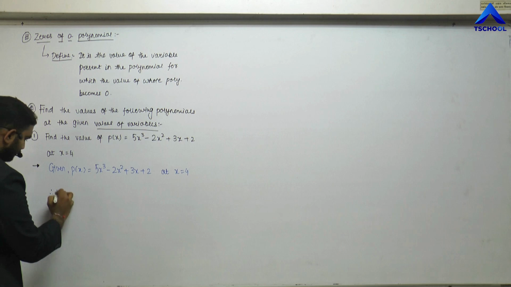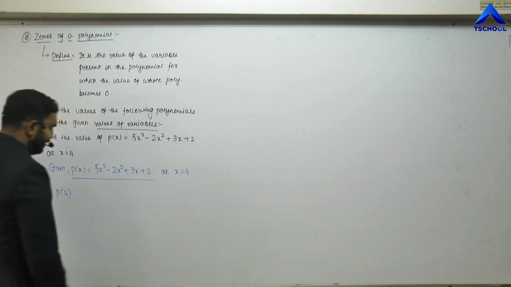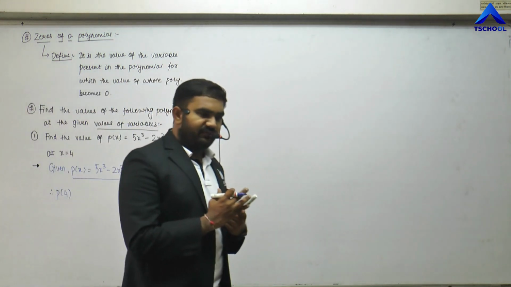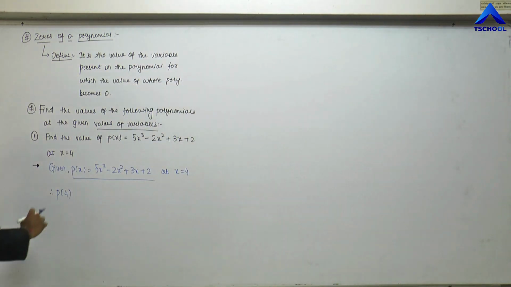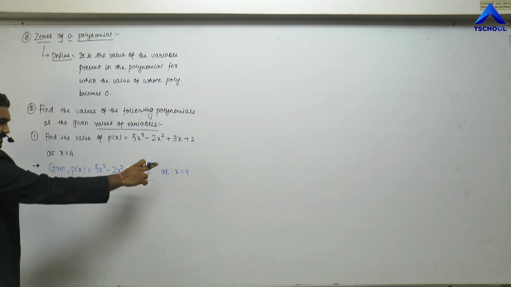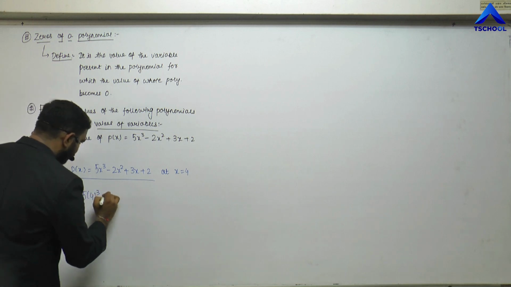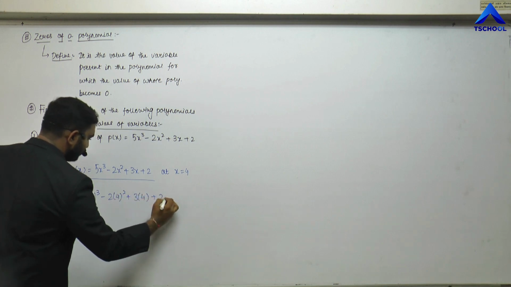That means each and every x in the given polynomial will be replaced by 4. However many x's you see here will all be replaced by 4. But note that we are not going to replace the coefficients and the powers. We are going to keep those as they are. So p of x, that means p of 4 now, because x has been replaced by 4, is 5 into 4 cube minus 2 into 4 square plus 3 into 4 plus 2, right?